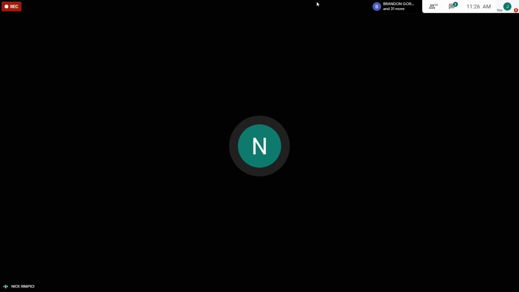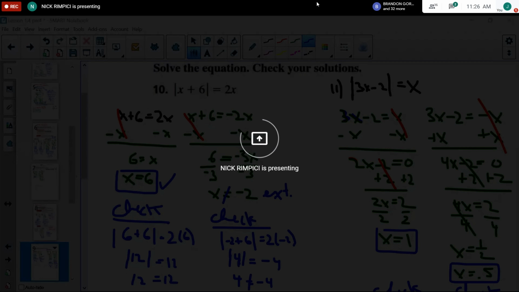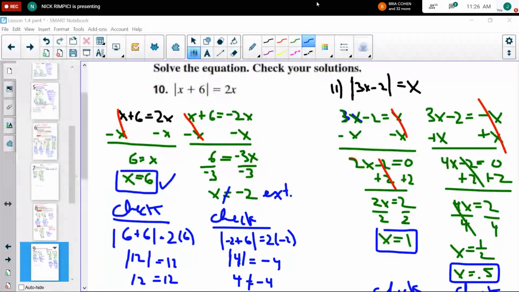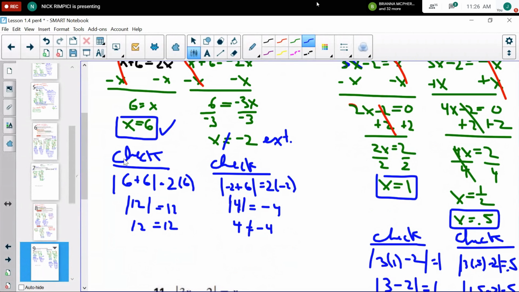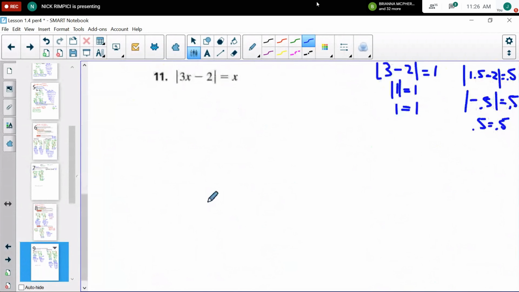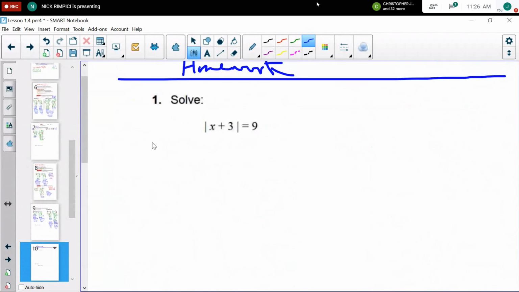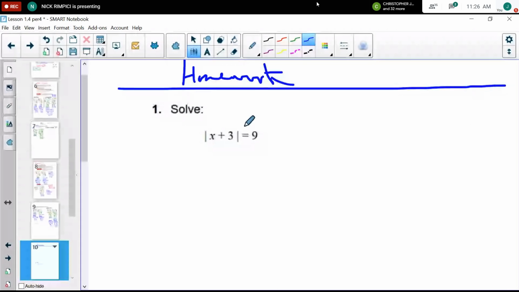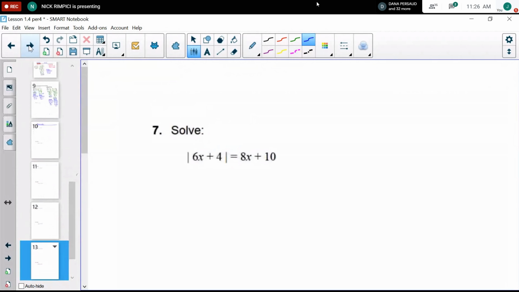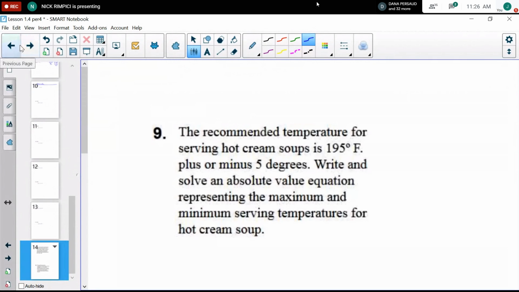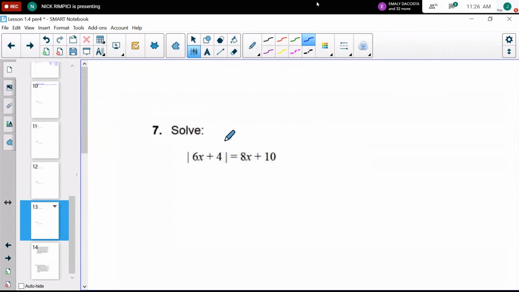And now somebody asked me about homework. Okay, so let me see. Number 7 from the homework. So just so we're clear, the homework starts on this page right here. So it's pages 10, 11, 12, 13, and 14. So it's 10 questions. So number 7 from the homework.